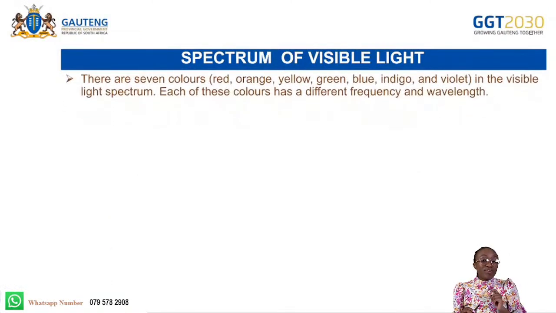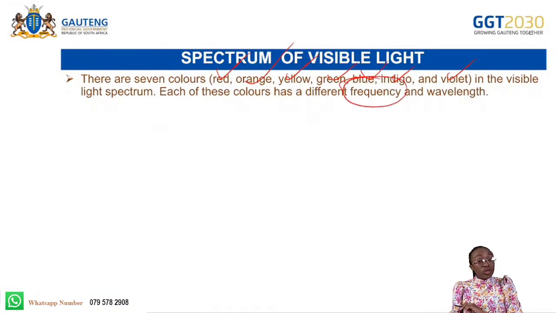So there are 7 colors of the rainbow. Can you tell which colors of the rainbow they are? They are red, orange, yellow, green, blue, indigo, and violet in the visible light spectrum. Each of these colors is different and special.